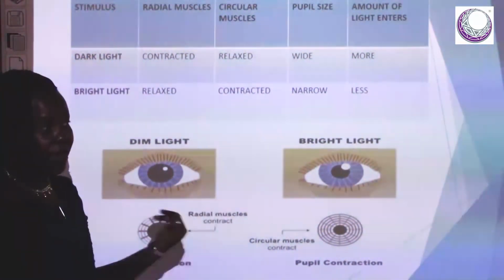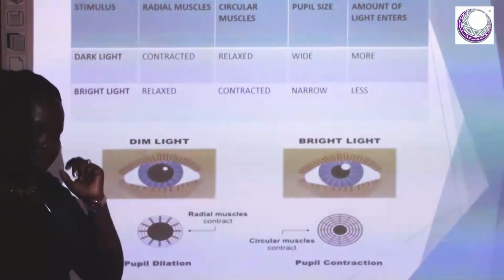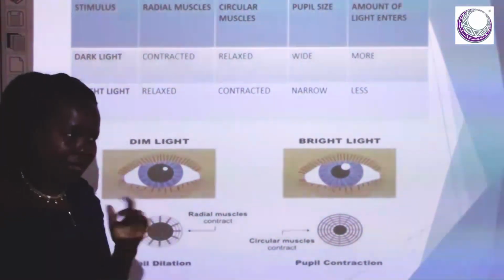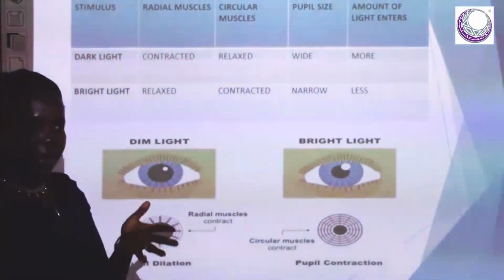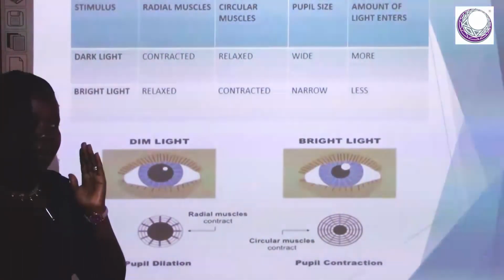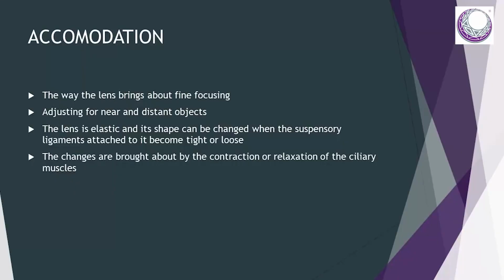This is the pupil reflex that protects our eye from being damaged by too much light, and for us to have a clear vision when we are in a dark room or one is moving in the dark. Then accommodation. Accommodation is the changes that take place inside the eye for someone looking at a distant object or looking at a near object.